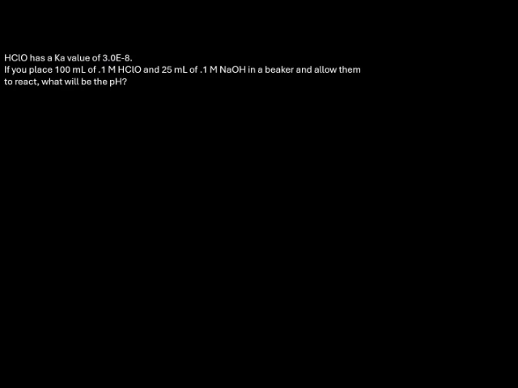There's a second way we may make a buffer. Method number 1 was to add a weak acid and its conjugate base. In this question, we'll use another method, which involves taking our weak acid, HClO, and now adding a strong base.